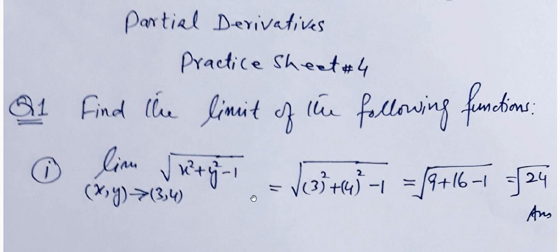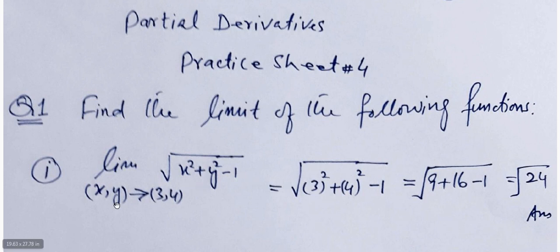You already studied limits in your calculus 1 course, so it is similar to that. The only difference is that it is multivariable calculus. Previously you were taking only the limit as x goes to some number, but here x and y are both involved, so we write the limit with respect to x and y. We write (x, y) goes to (3, 4), which means x goes to 3 and y approaches 4. Your function f(x, y) is given as the square root of x² plus y² minus 1. The idea is the same as what you did in calculus 1.